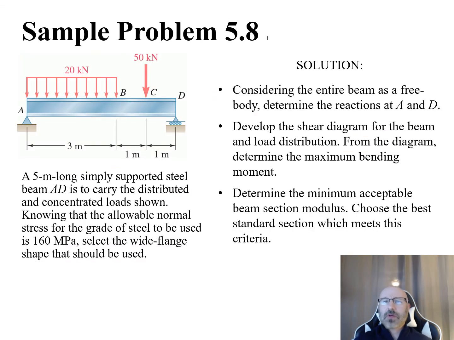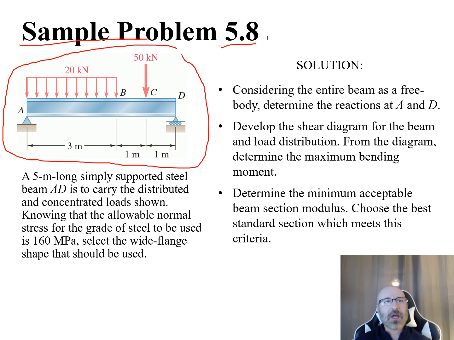So now let's go through another example problem. Let's consider sample problem 5.8. In this problem, we have this given diagram up here. We have this simply supported beam. We have a support at A, and a support at D over here. We can see we have an external point load of 50 kilonewtons, and we have this distributed load from A to B of 20 kilonewtons. And we know that the distance between A and B is 3 meters.